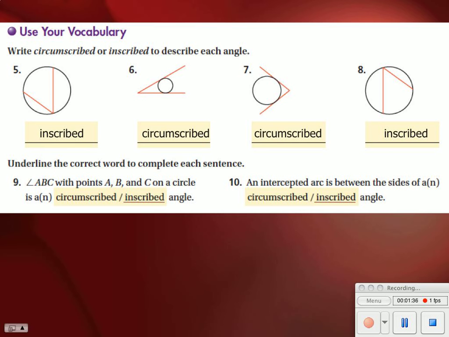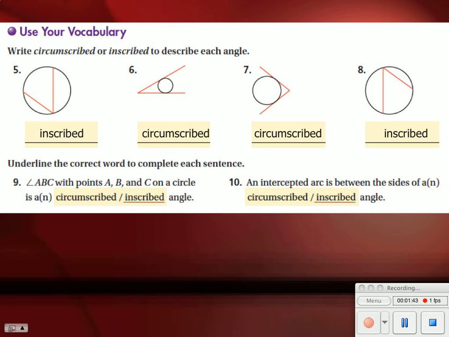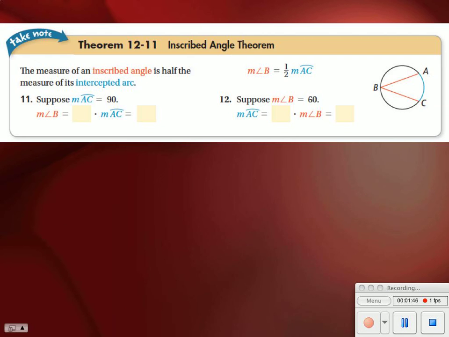The inscribed angle theorem: the measure of an inscribed angle is half the measure of its intercepted arc. So I get the measure of arc AC by, remember, I have the central angle here, and it runs out like so. And that gives me the measure of arc AC. The measure of angle B, the inscribed angle, is 1/2 of that measure. So suppose AC equals 90. I don't know what it is, but suppose it equals 90. Then 1/2 of 90, 45, would be the measure of angle B. Likewise, if the measure of angle B is 60, then twice that would be the measure of arc AC, so the arc would be 120.